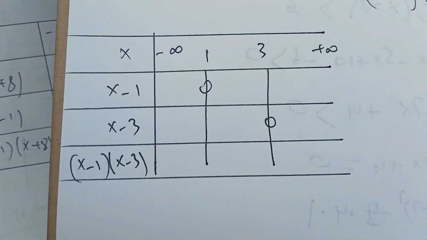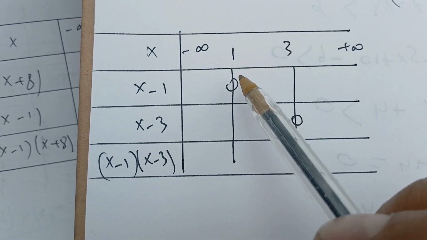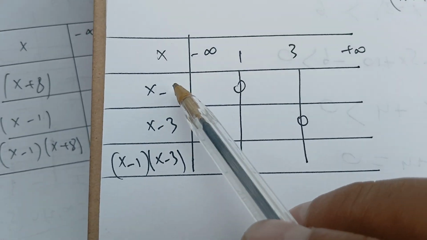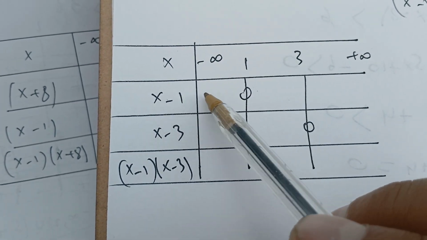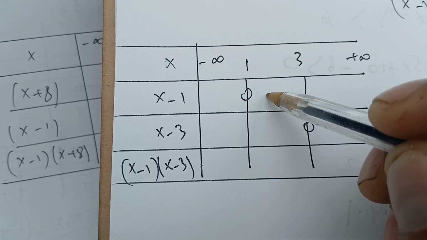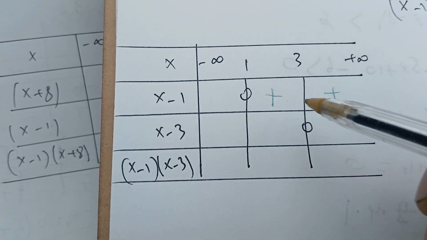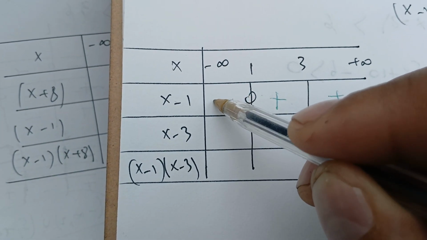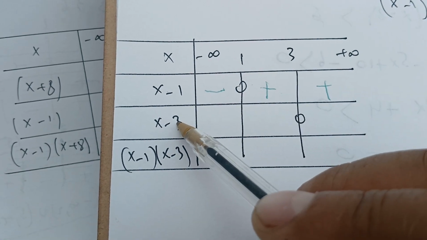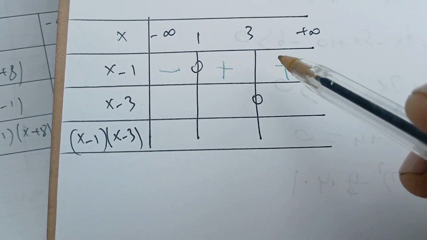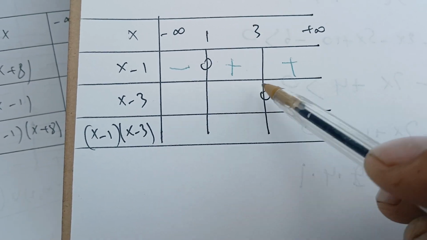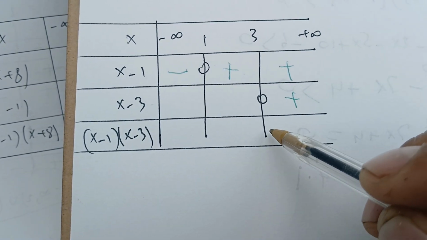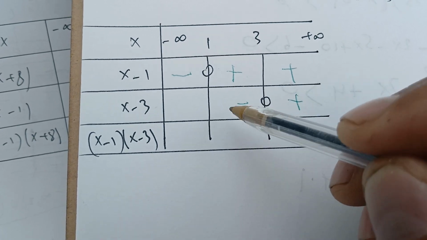So here, when x is 1, x minus 1 is 0. If x is bigger than 1, x minus 1 is positive. So we put a plus sign here. If it's less than 1, it's negative. The same thing for x minus 3. When x is 3, it's 0. When x is bigger than 3, it's positive. When x is less than 3, it's negative.